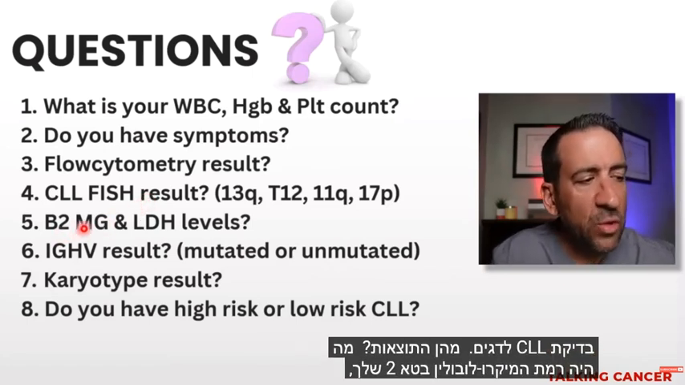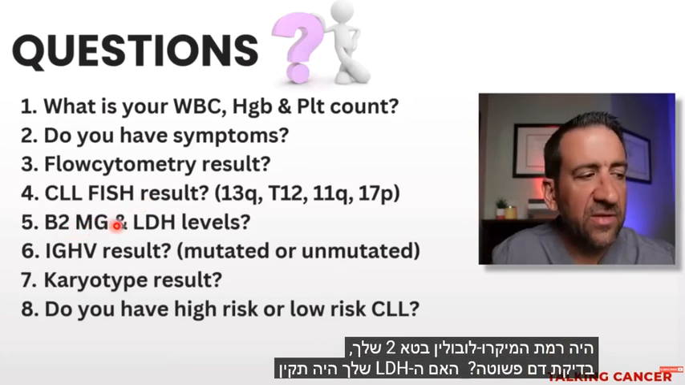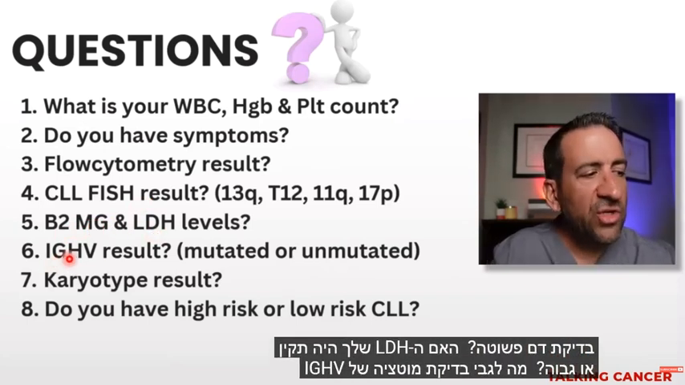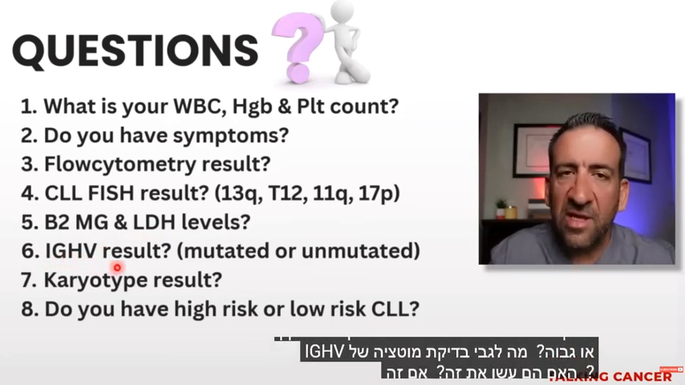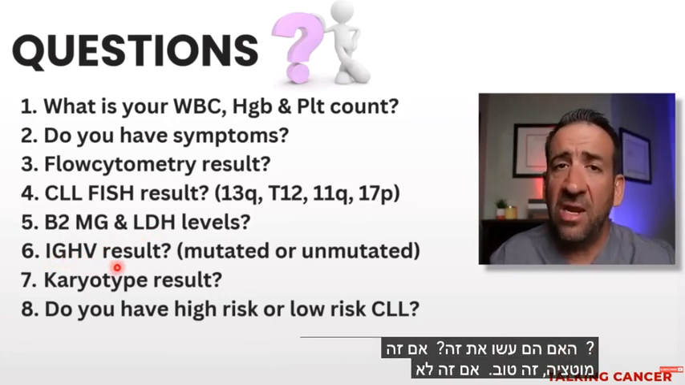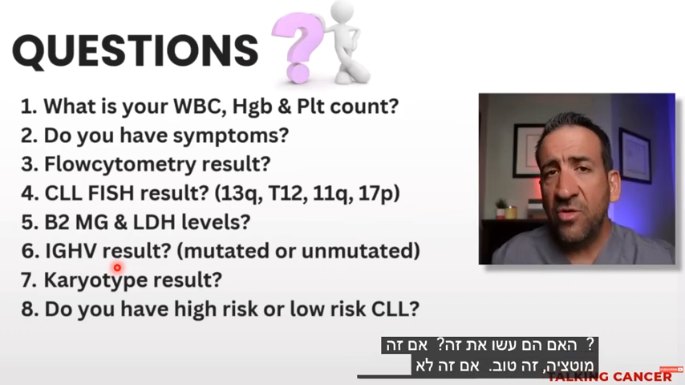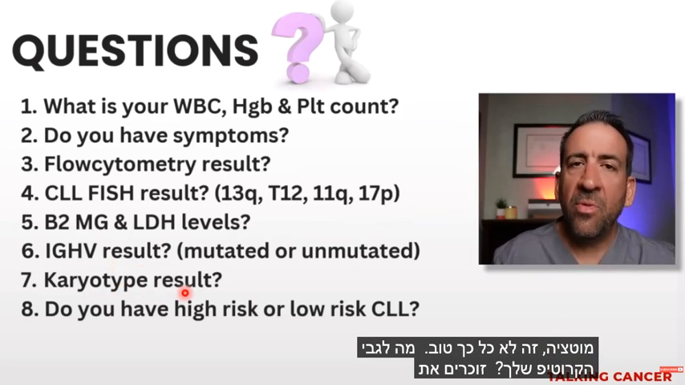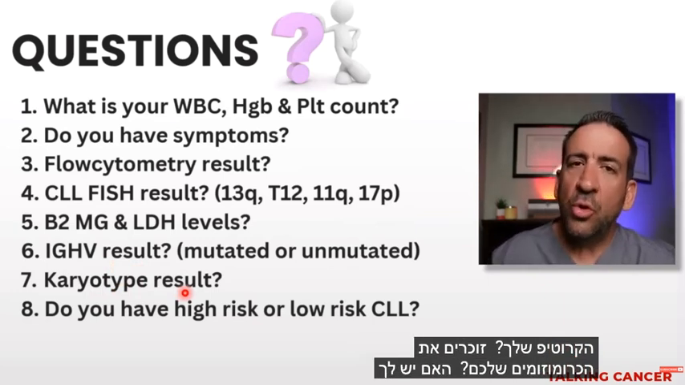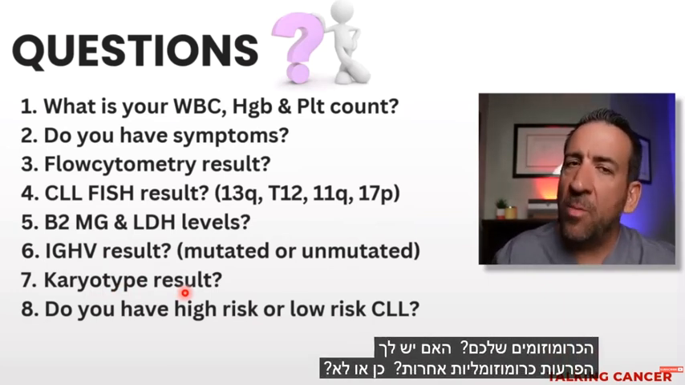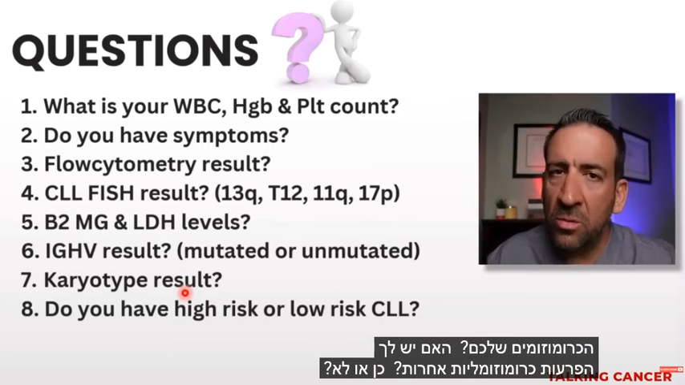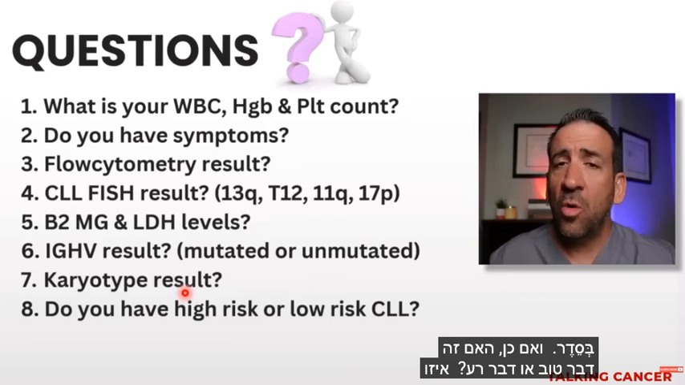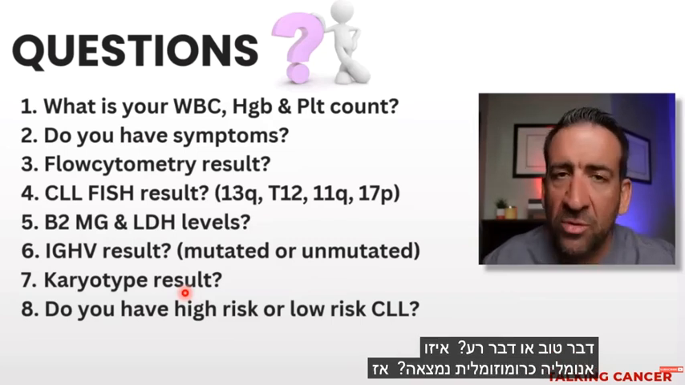What was your beta 2 microglobulin, the simple blood test? Was your LDH normal or elevated? What about IGHV mutation testing? Did they do it? If it's mutated, that's good. If it's not mutated, that's not as good. What about your karyotype? Remember, your chromosomes. Do you have other chromosomal abnormalities? Yes or no? Okay, and if you do, is that a good thing or a bad thing? Which chromosomal abnormality was found?